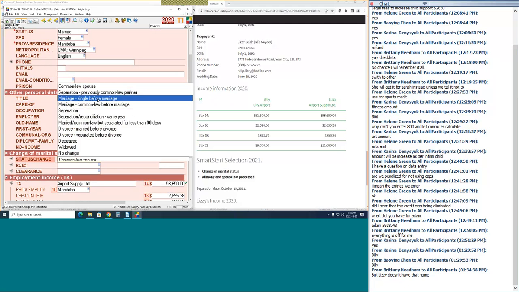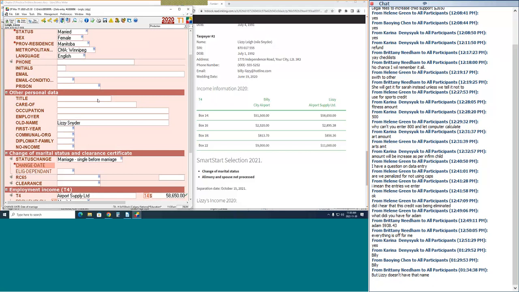Any change of marital status in the year, you will need to do on the tax return as well, because it's going to change the credits that you can claim. It's going to change all kinds of things, so you need to identify that. What form do Billy and Lizzie also have to have filed, or should they have filed by July 31st, 2020?